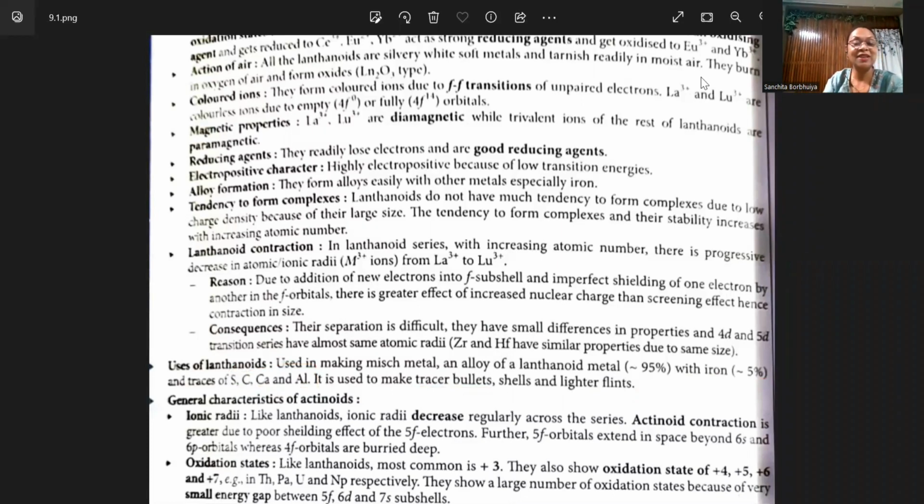Now to the characteristics of the actinoids. Once again, it's similar to what you have learned for lanthanoids. I don't think you have to really go in depth for actinoids because things are nearly similar. Like lanthanoids, ionic radii decrease regularly across the series, and that regular decrease is called actinoid contraction. Again, this is due to poor shielding of the 5f electrons. The 5f orbitals extend in space beyond the 6s and the 6p orbitals, and that is what causes a greater contraction in the radii.